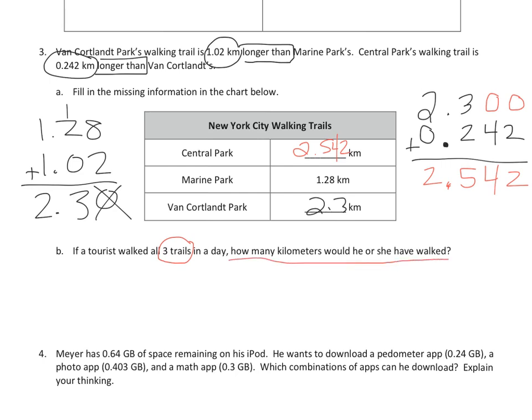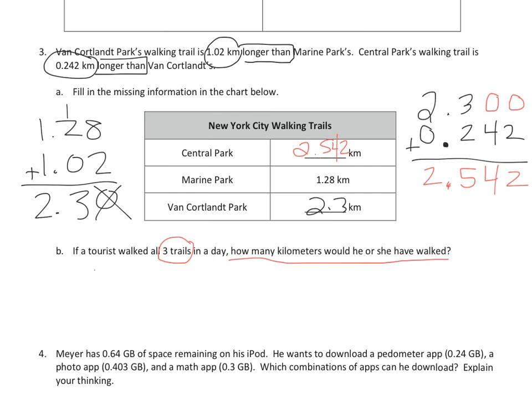So if they did all 3 trails in one day, to figure out how many kilometers she walked or he walked, we're going to add. Now you have options. You could take all 3 decimals and add them together, or you can add 2 together and then add the remaining 1 to the answer to the first 2 that you added. I prefer to add 2 by 2, or 2 first, so I don't get mixed up with having a lot of numbers stacked on top of each other.